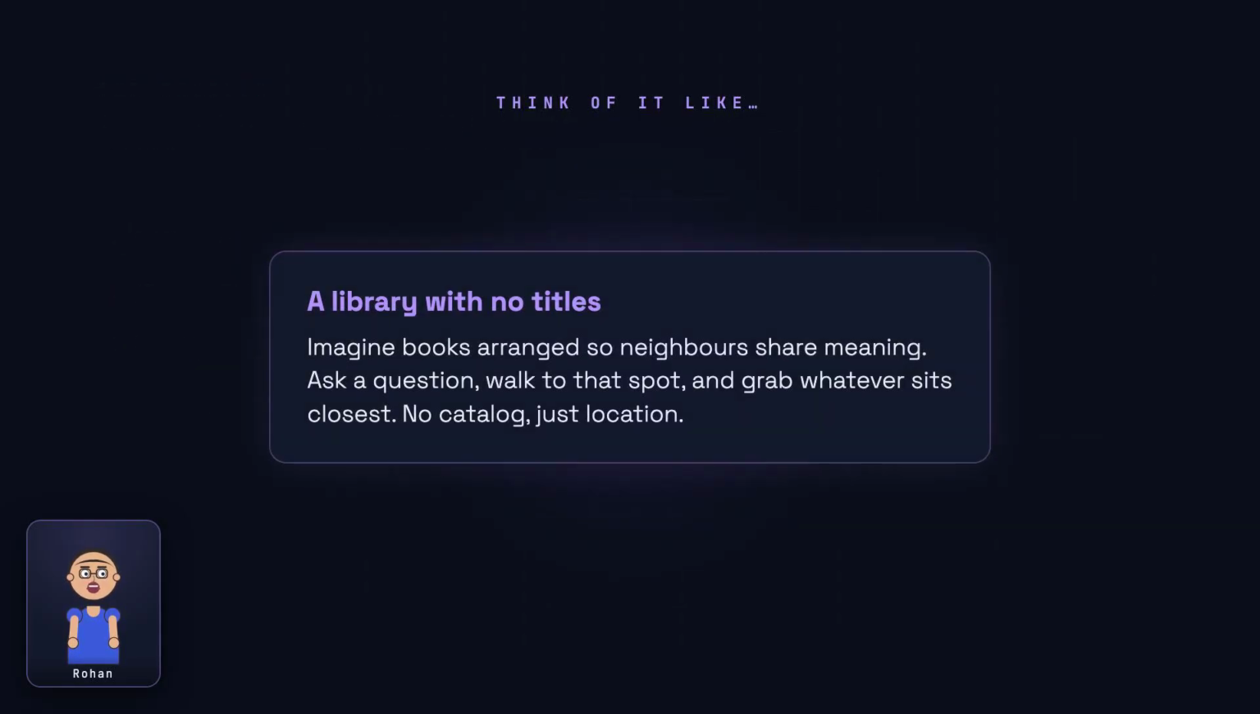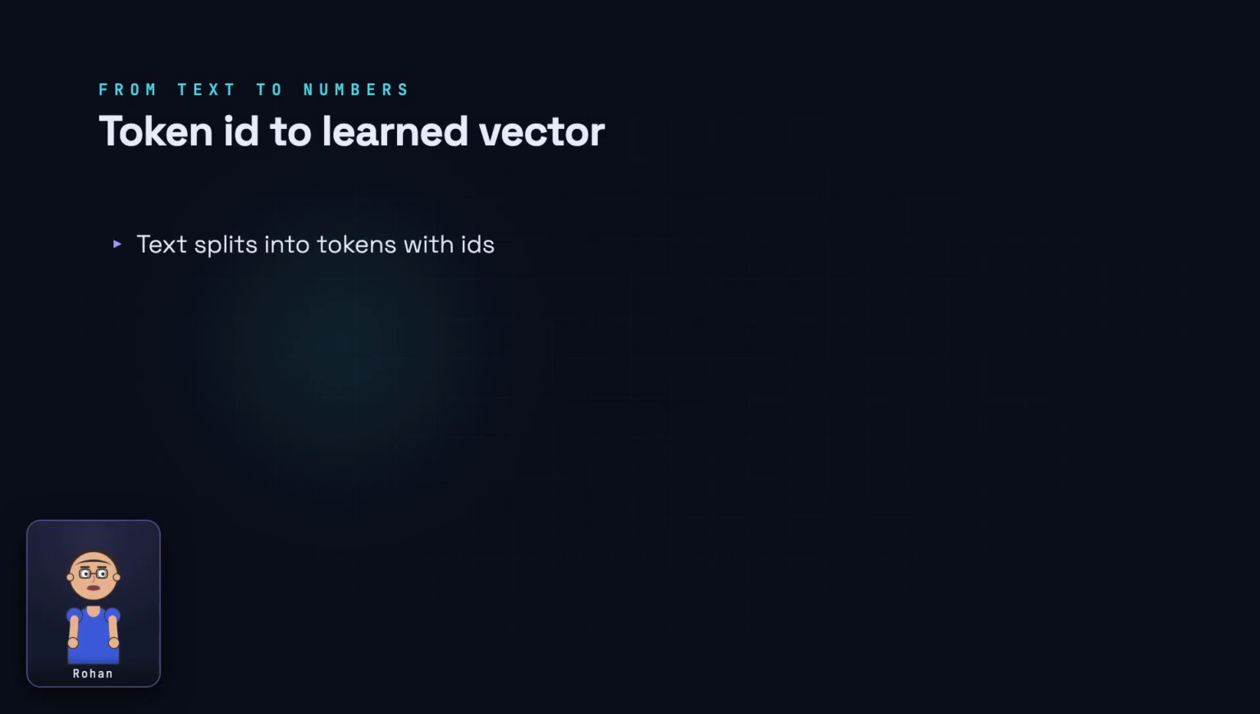Think of a library where books aren't sorted alphabetically but by what they're about. Books on similar topics sit near each other. To answer a question, you walk to the region it belongs to and grab the closest books. Vector search is exactly this, a map of meaning where nearness means relevance. So how do we build that map?